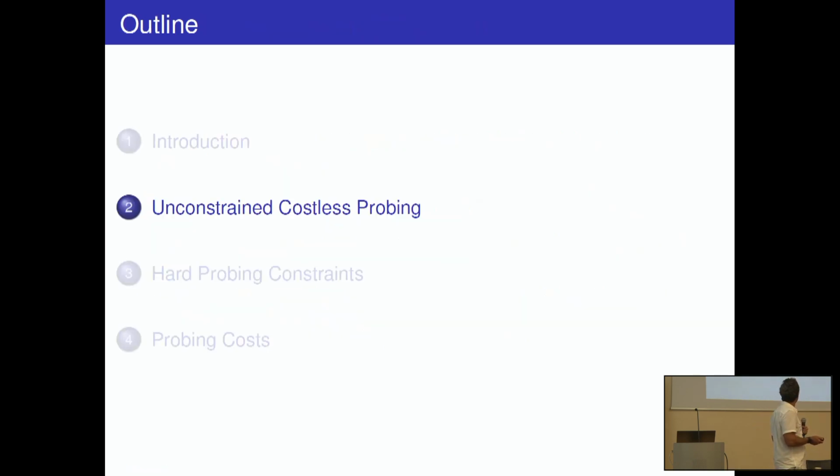Okay? So for the rest of the talk, I'm going to break it up into three technical sections. First, I'm going to look at what happens when you don't have any constraints on your probing set. Then I'm going to look at adding hard probing constraints. These are, you can only probe this many elements or something like that. And then I'm going to look at soft constraints like costs incurred for probing.